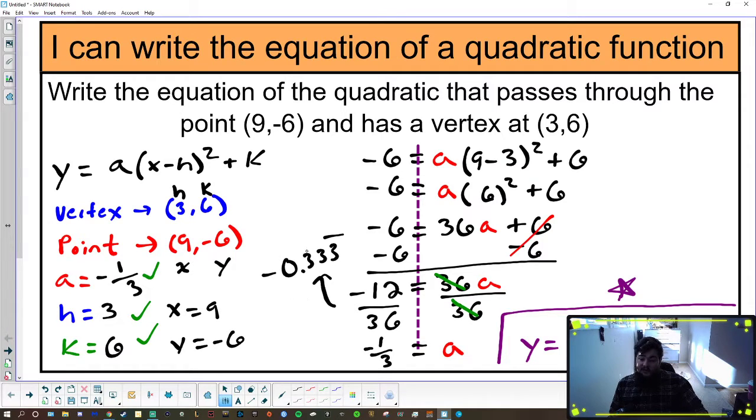Okay? So this is the type of work I should see on every single problem you do when writing the equation of a quadratic function. So take a second, pause your video, make sure you have all of this done. If you were confused on any part, go back and watch it again. Okay, you've written this all down. We're going to go on to the next slide because you have some practice work that you're going to turn in to me.